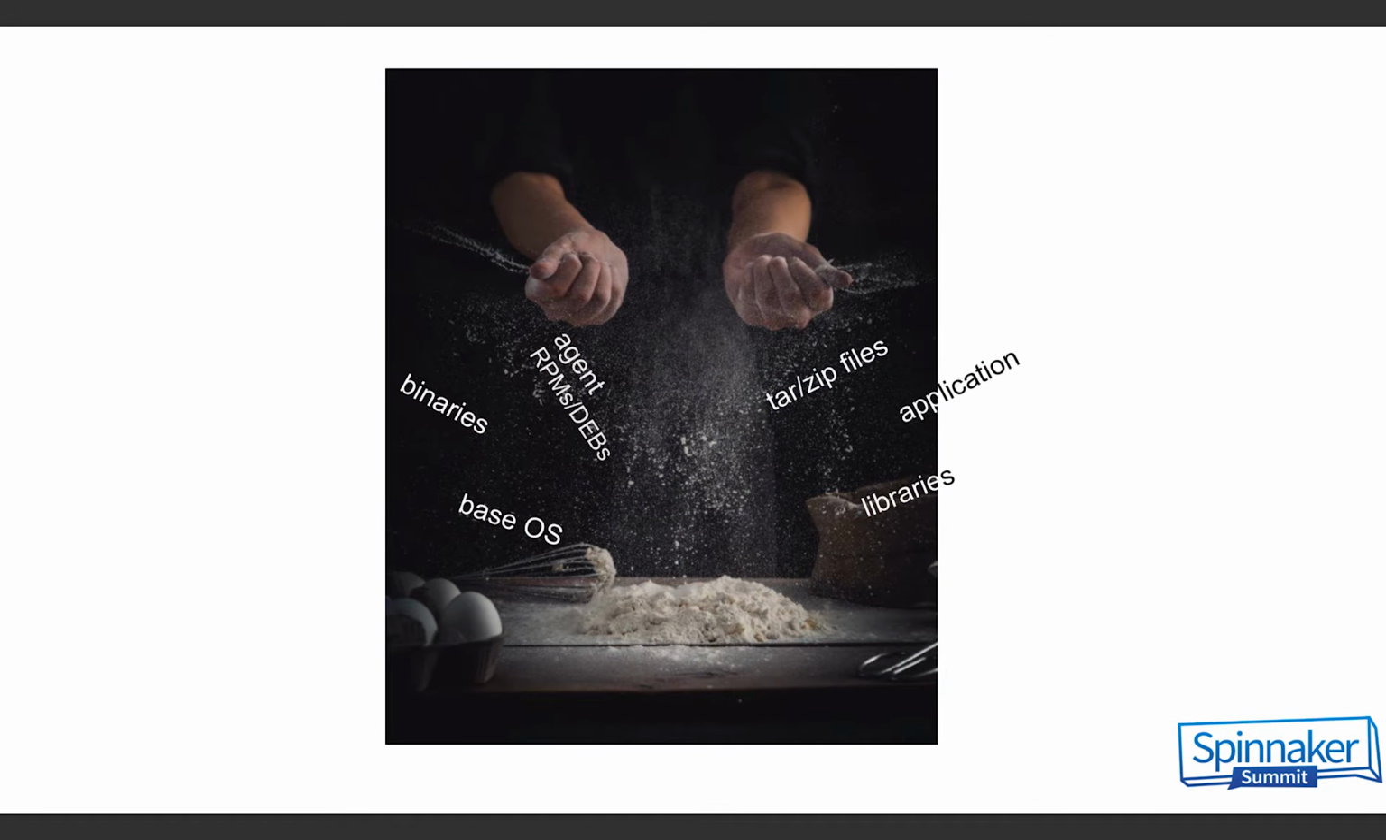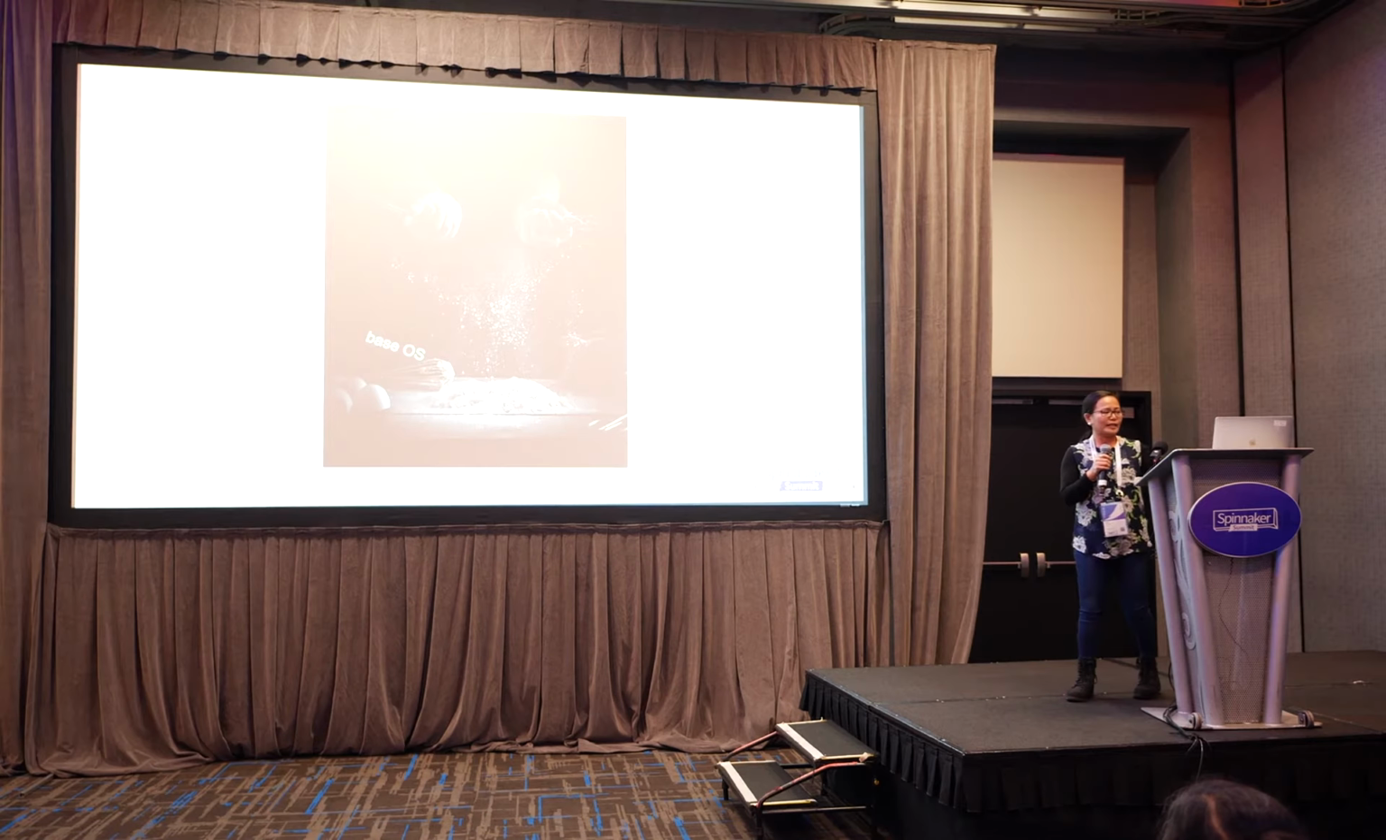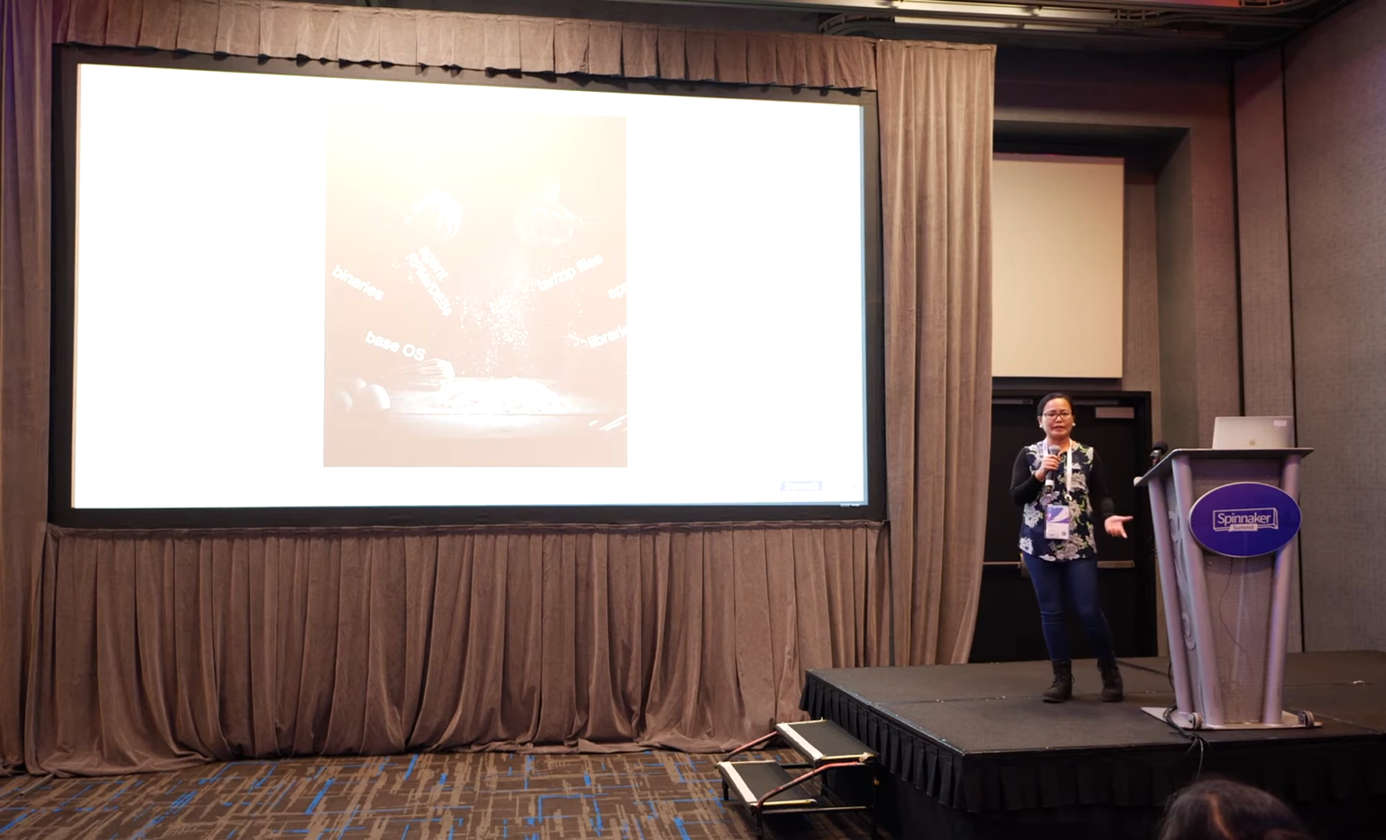All right, so when we think about baking, it usually starts with a base ingredient, like the flour. And then we mix it up with the eggs, salt, sugar, and other things to form a dough, and then bake it. In the VM world, we start with our base ingredient, which is the base OS. And then we mix it up with our other ingredients. We have our binaries, our libraries, the application, some data files, compressed files, and other agent RPMs that we want to include in that VM.